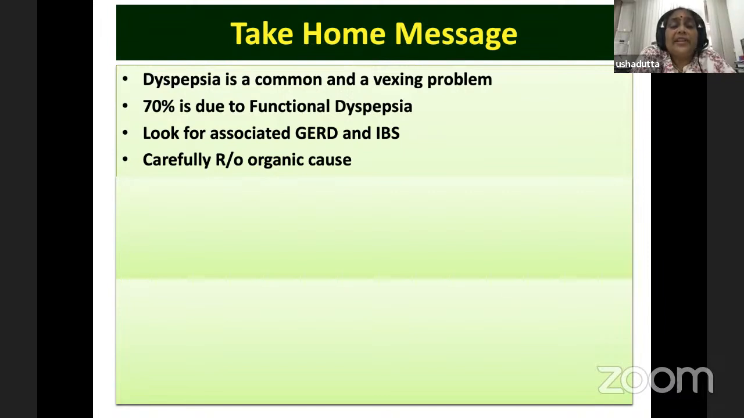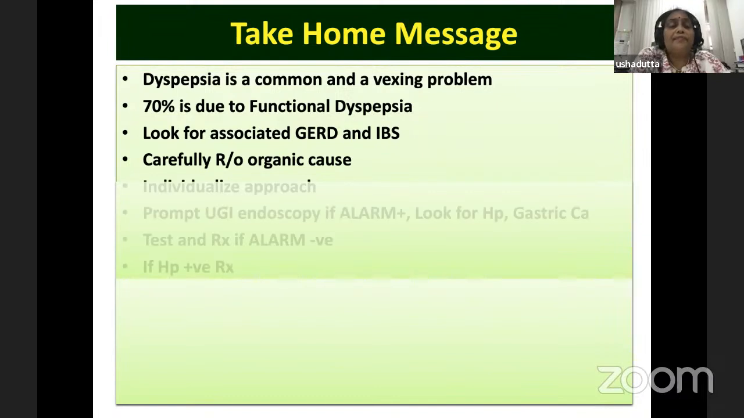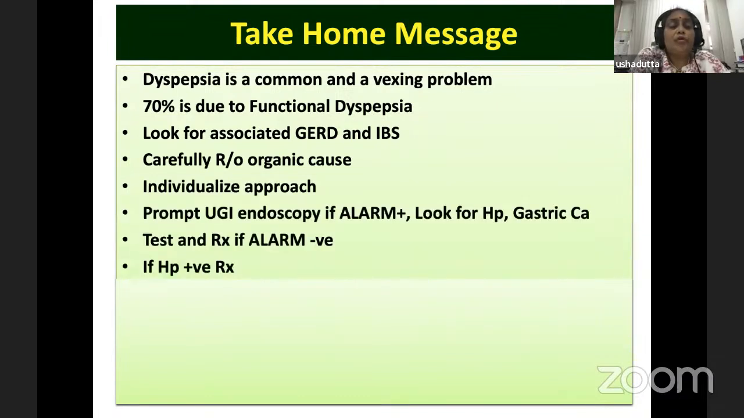So here we come to the last slide, take-home messages. Dyspepsia is a common and vexing problem. 70% is due to functional dyspepsia. We look for associated GERD and IBS. Carefully rule out organic causes. Individualize the approach for each patient. Do a prompt endoscopy if there are alarm symptoms. Look for H. pylori when you're doing endoscopy. Look for early gastric cancer so that we don't miss it.